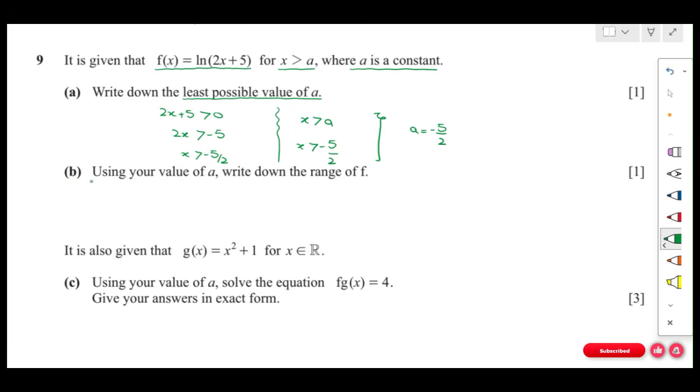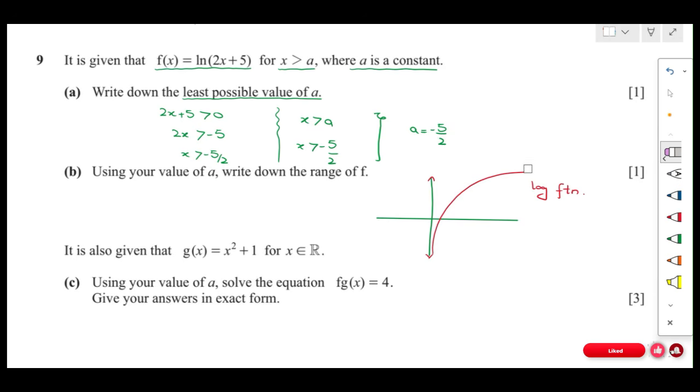Part B: using your value of a, which is minus 5 by 2, write out the range of f. For a logarithmic function, let's graph it out. This is how the graph of the logarithmic function looks, just a rough sketch. With the log function, what is the range? The y values are 0, positive, negative, all the y values are included. The x values should be greater than minus 5 by 2, which is minus 2.5.